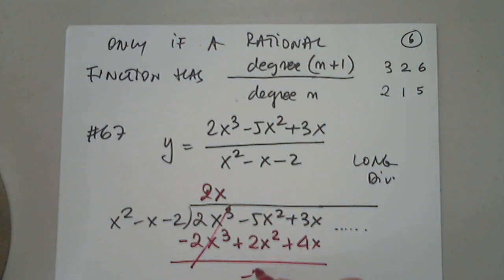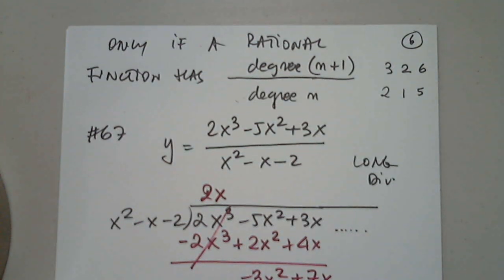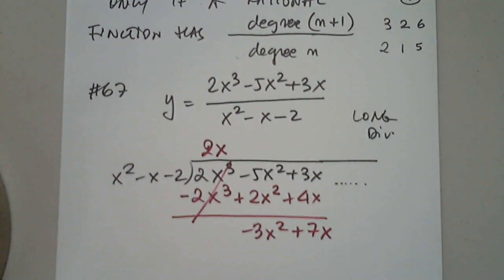Nothing. Negative 3x squared plus 7x. I should bring down the next one, but there is nothing. Final question. X squared times what is negative 3x squared?